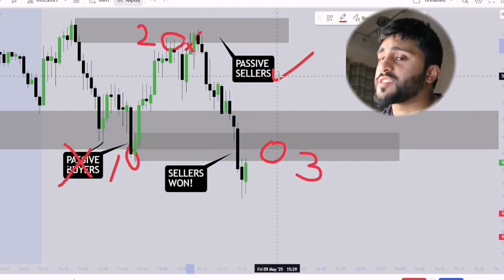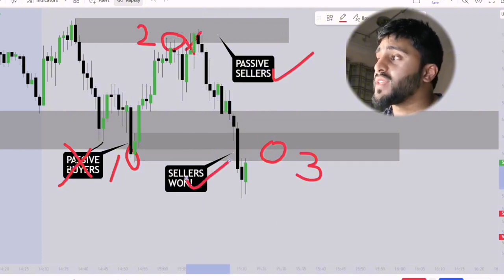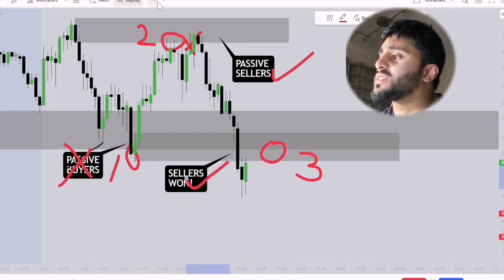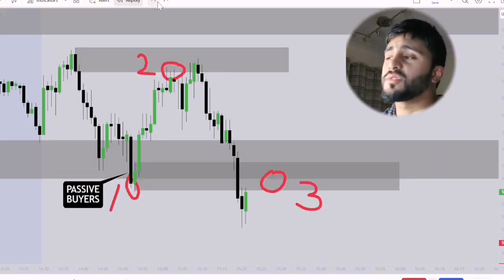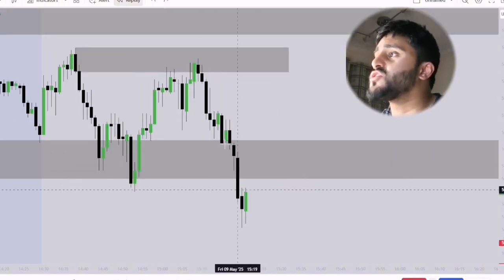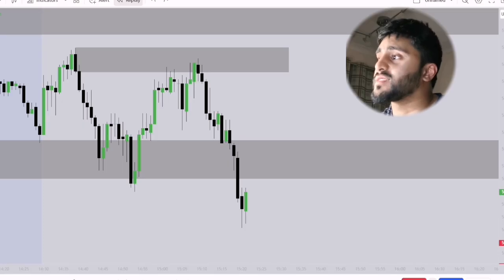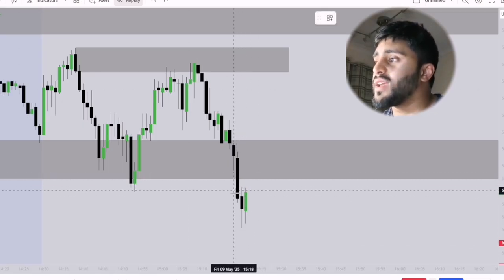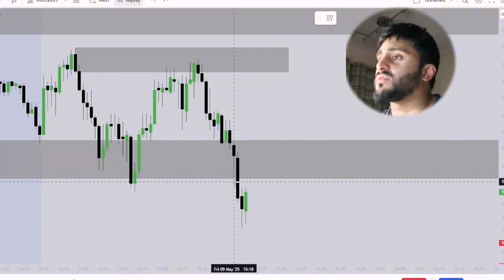Also, there were lots of aggressive buyers here. They also failed, which meant that sellers were in control, buyers failed, right? So buyers failed over here, sellers won here, sellers won here. And this is the reason, folks, the market moves down in the New York session or in any session, right? It's because you need to understand what's going on between buyers and sellers. So we know that buyers have failed and sellers are in control, right? And this is the reason why this was a valid trade, right?